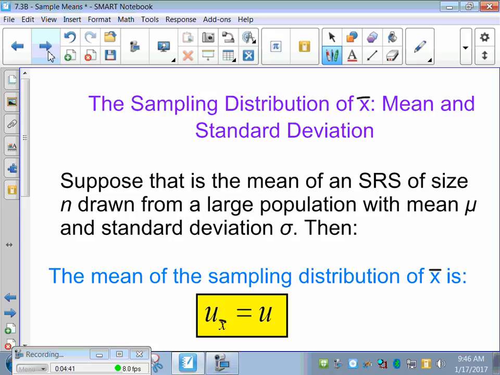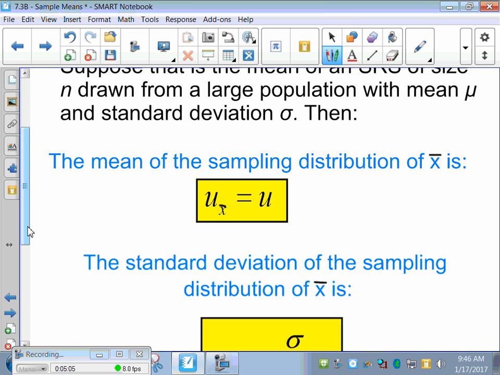Here are the formulas that you need to know for the sampling distribution of x bar. Again, this is when we draw out of the hat and average them, just like you did with the pennies. Mean and standard deviation. Suppose that x bar is the mean of a simple random sample of size n drawn from a large population with mean mu and standard deviation sigma. The mean of the sampling distribution, write that down, this is mu of x bar, is equal to the true mean. Just like with proportions, where the mean of the proportions is equal to the true proportion.